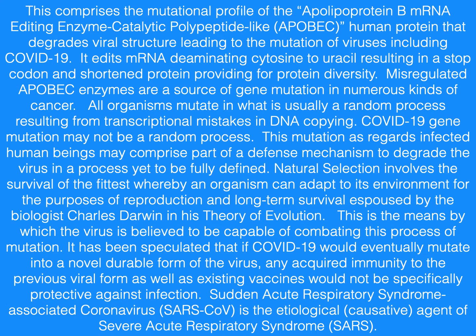Natural selection involves the survival of the fittest, whereby an organism can adapt to its environment for the purposes of reproduction and long-term survival, espoused by the biologist Charles Darwin in his theory of evolution. This is the means by which the virus is believed to be capable of combating this process of mutation. It has been speculated that if COVID-19 would eventually mutate into a novel durable form of the virus, any acquired immunity to the previous viral form, as well as existing vaccines, would not be specifically protective against infection.